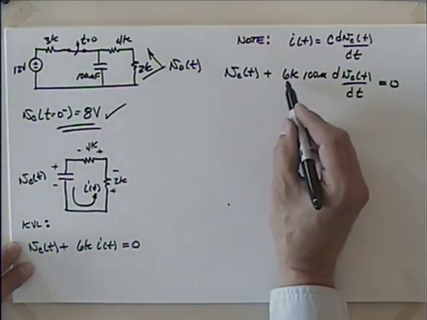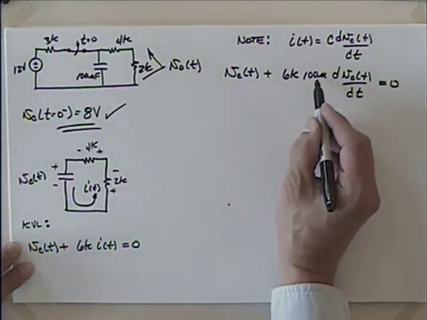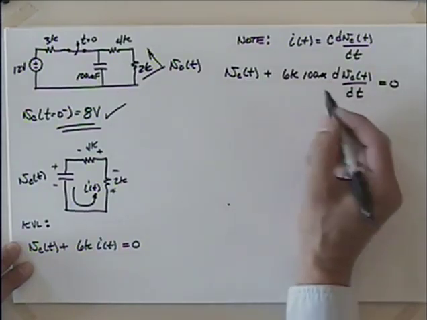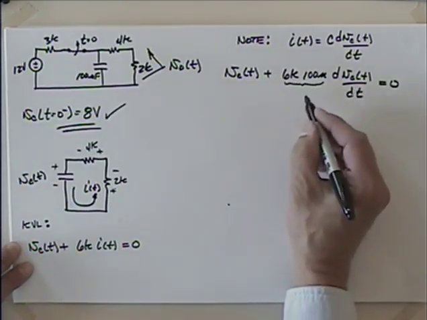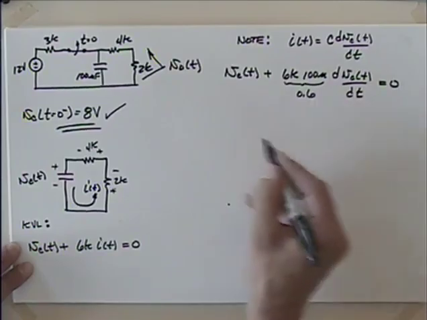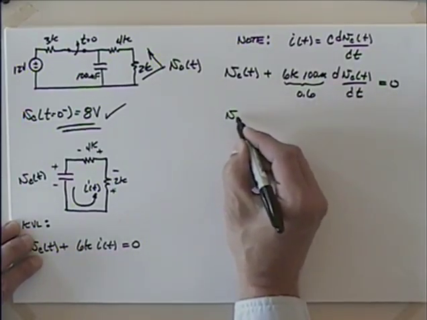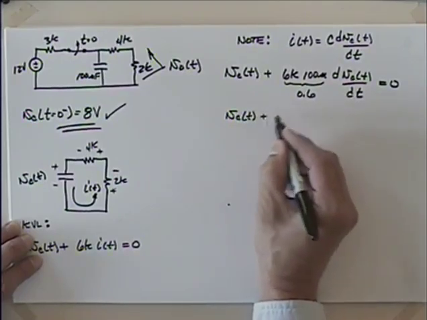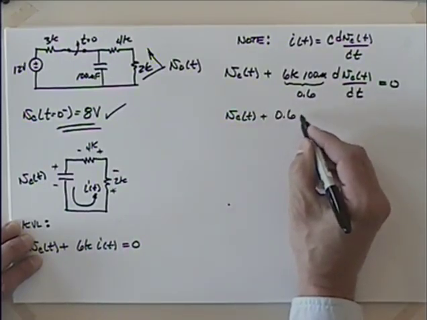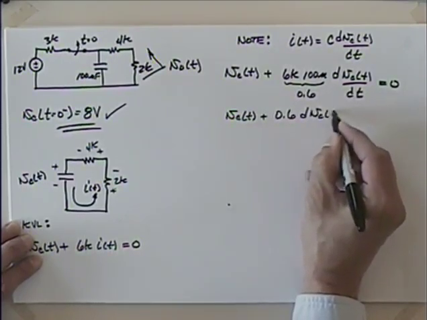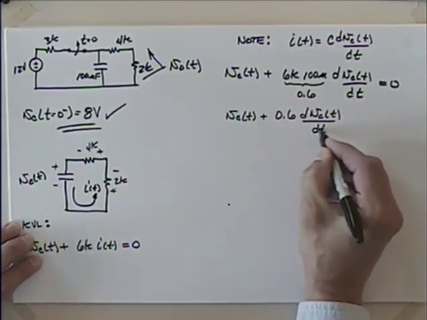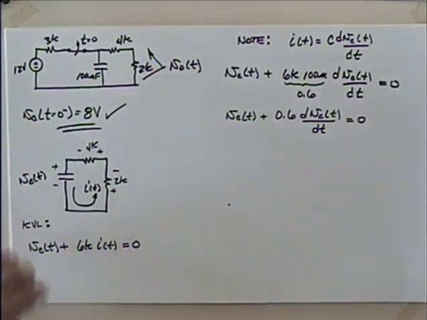So let's see, this is 6 times 10 to the 3, 100 times 10 to the minus 6. Make sure you use your base units on that. When you get done with that, what does that turn out to be? I believe that's 0.6. So we have then Vc of t plus 0.6 dVc of t dt is equal to 0.